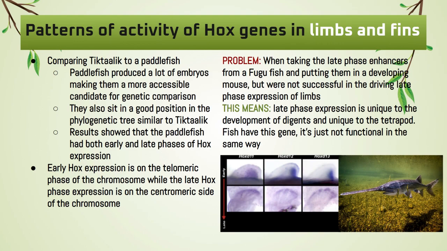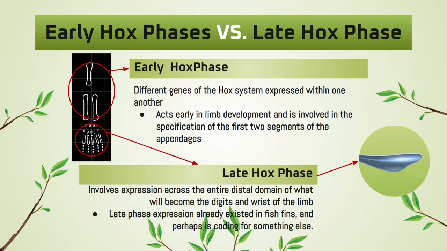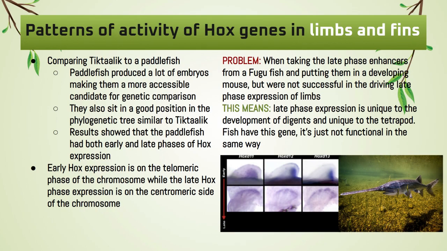Results show that the paddlefish had both early and late phases of the Hox gene, which meant that there was early expression of the first 2 segments of the arm as well as the last segment. But again, it wasn't developing digits or a wrist, probably developing something else.